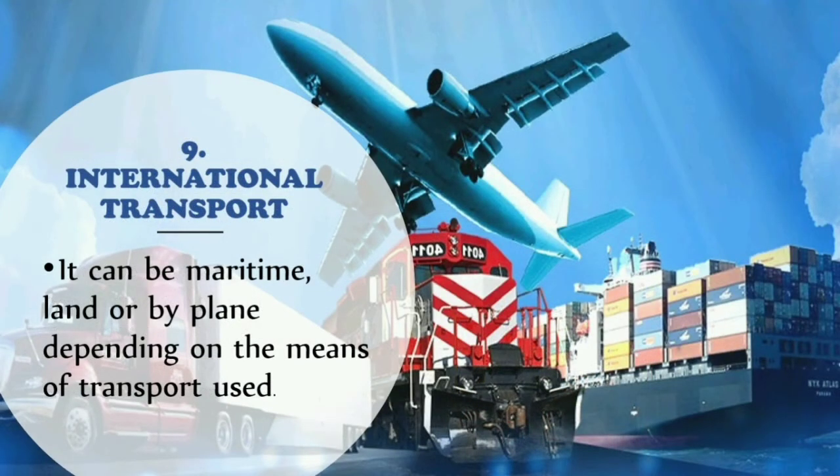Number nine, international transport. It can be maritime, land, or air depending on the means of transport used. On the other hand, it can be considered multimodal when the merchandise moves between several different means of transport. It is known as international trade the action of moving goods from one country to another. Therefore, international transport includes the set of means of transport that operate from and to any geographical point.